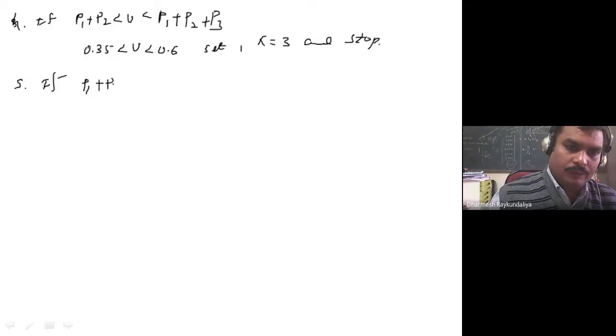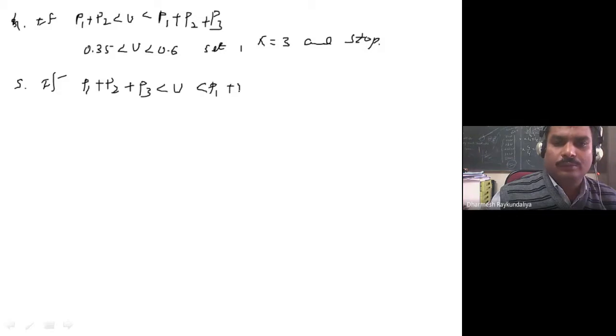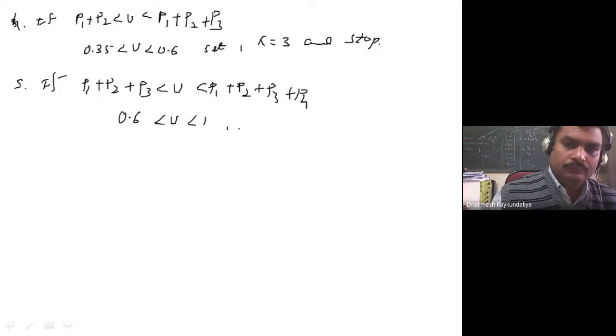If P1 plus P2 plus P3 is less than u less than P1 plus P2 plus P3 plus P4, that is, 0.6 less than u less than 1, then set x equal to 4 and stop.